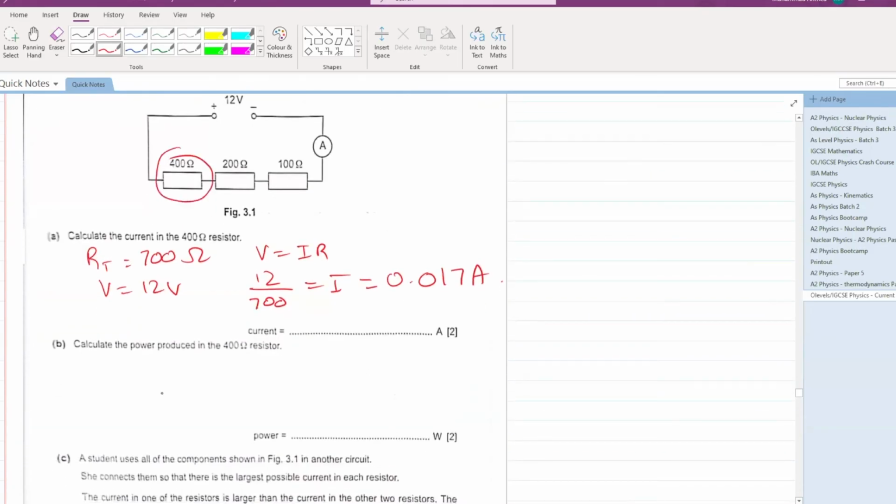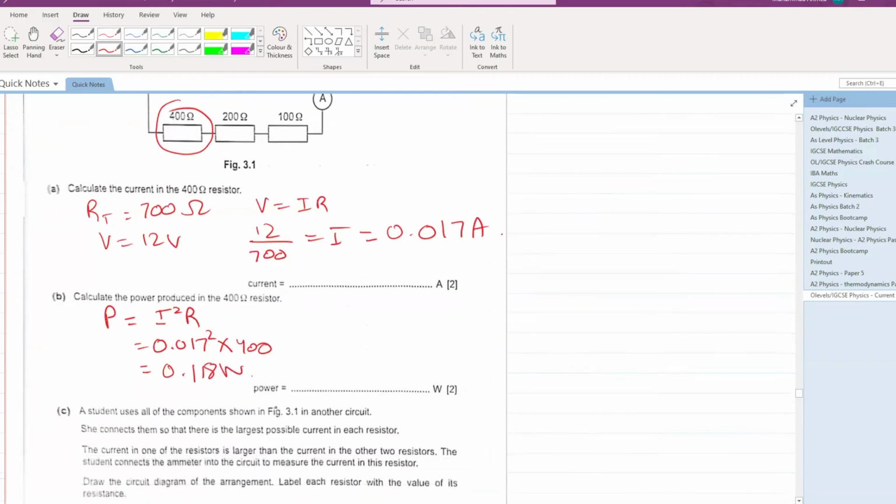Calculate the power produced in the 400 ohm resistor. Power is equal to I squared R. I is 0.017 squared. What is your resistance? 400. So you can calculate the power here: square this value and multiply by 400. This gives you an answer of 0.118 watts to three significant figures.